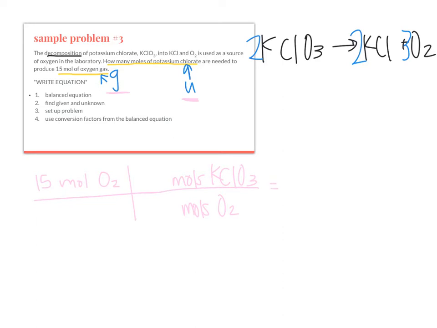Let's look back at our balanced equation. For every 3 moles of O2, we have 2 moles of potassium chlorate. Okay? Our units cancel, and we're left with the unit that we want, which is moles of potassium chlorate. So don't forget that when you answer it on your own.